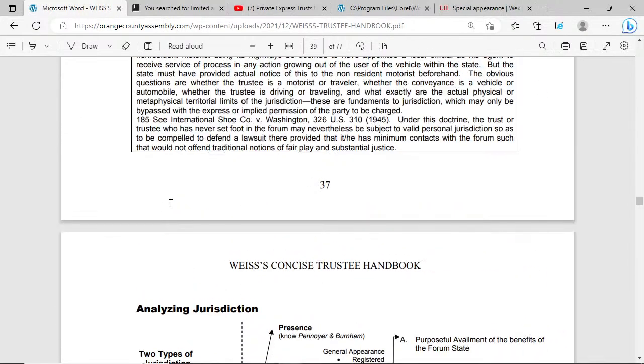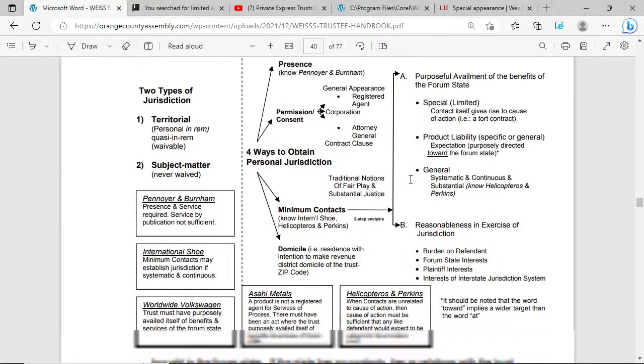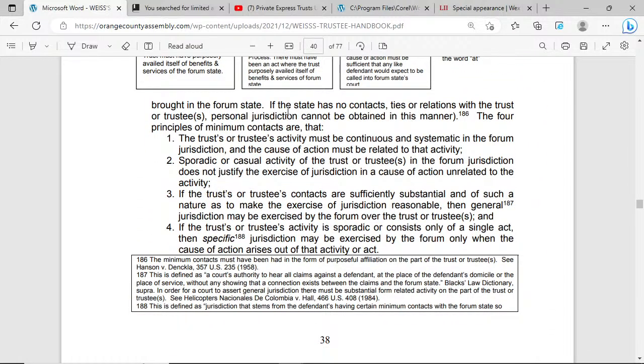There was still more to that. Which, having sufficient dealings or affiliations with the forum jurisdiction which make it reasonable to require the trust or trustee to defend a lawsuit brought in the forum state. If the state has no contacts, ties, or relations with the trust or trustees, personal jurisdiction cannot be obtained in this manner. The four principles of minimal contacts are: the trust or trustee's activity must be continuous and systematic, and the forum jurisdiction and the cause of action must be related to the activity.